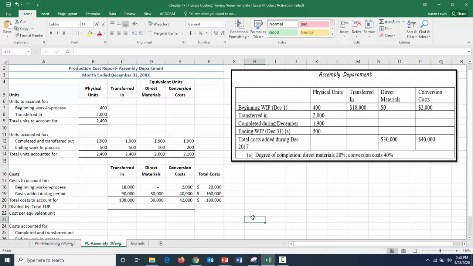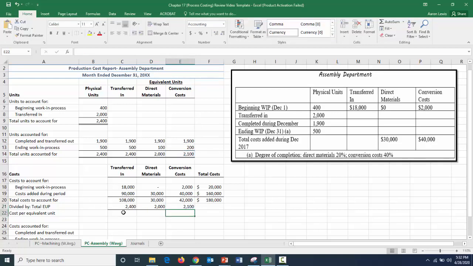And let's fix my formatting here because it didn't, so let's fix it live in the video. There we go. Now we have to figure out what our equivalent units of production were. Again, that's what's up here for total units accounted for. For transferred in, it was 2,400. For our direct materials, it was 2,000. And for our conversion costs, it was 2,100.